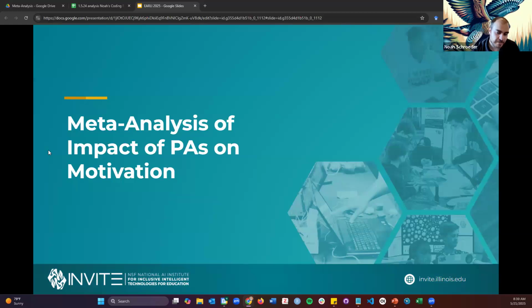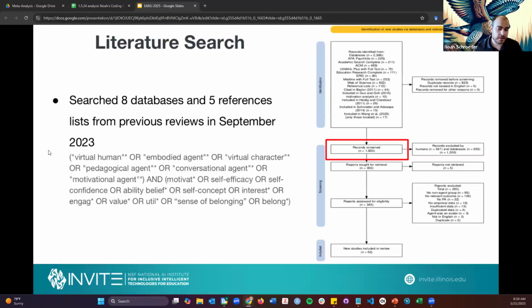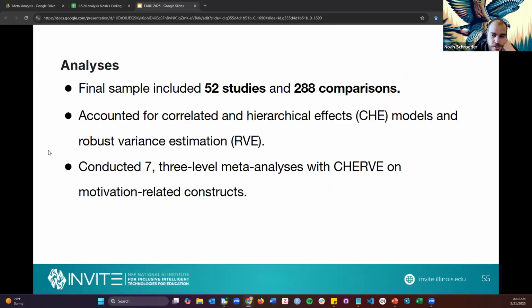Okay, so now we're at our 4th and final study, a meta-analysis on the impact of agents on motivation specifically. This was a completely different literature search. Okay, so we're gonna push aside those ones before. Now we were interested in all age groups, not only K-12 students. So we used a very similar search string. The only difference here is we took out the stuff around K-12. So a little bit broader search string, and we searched 8 databases and 5 reference lists. We screened about 2,000 studies again, and we ended up with 52 that were included in our analysis.